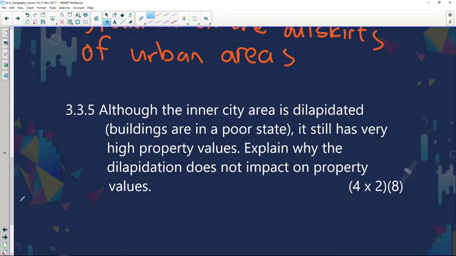Although the inner city area is dilapidated, which means it's in poor state, the zone of decay, it still has very high property values. Explain why dilapidation does not impact on property values. I mean, for instance, if you go and buy your first house, obviously it needs to be in a very neat condition. You don't want to spend any more money. But in this case, the area close to the CBD, even though the houses look really bad, it looks like no one's been looking after them, they are still very expensive.